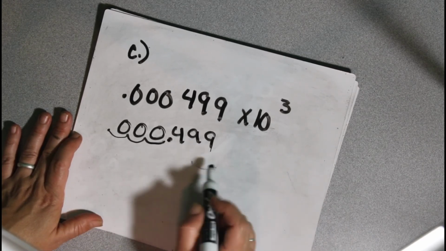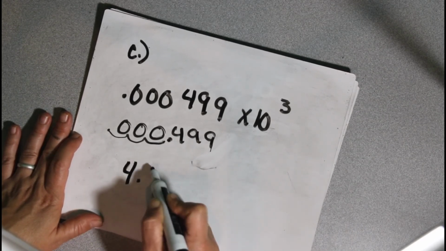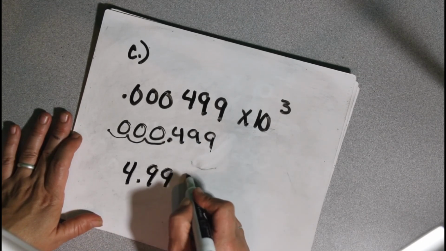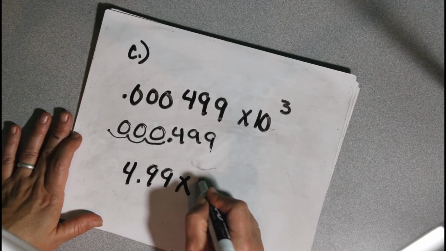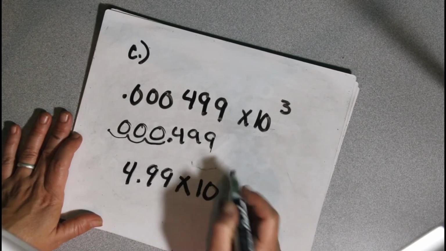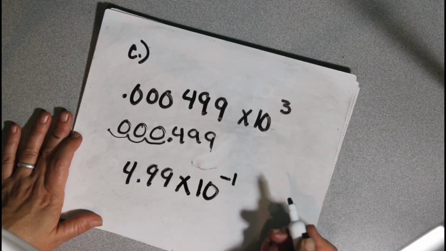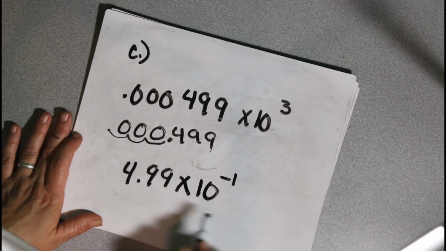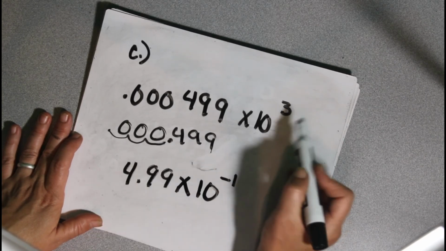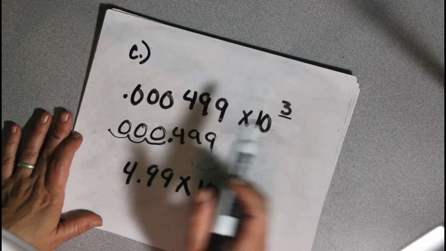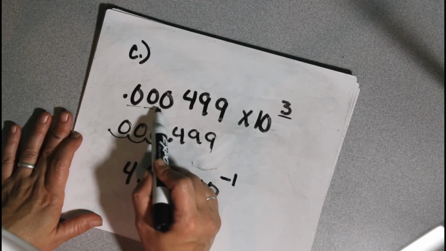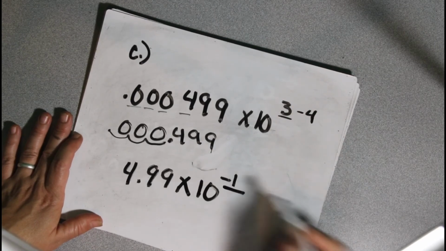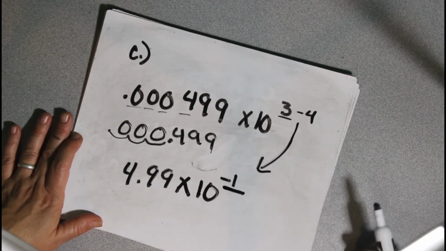All right, so now we have to turn that into scientific notation, which would be 4.99. And how far did I go from here to here? Just one spot. So that would be times 10 to the negative 1. So 4.99 times 10 to the negative 1. Another way to do that is if we're at the 3 and we have to move 1, 2, 3, 4 places, 3 minus 4 is negative 1. Okay?